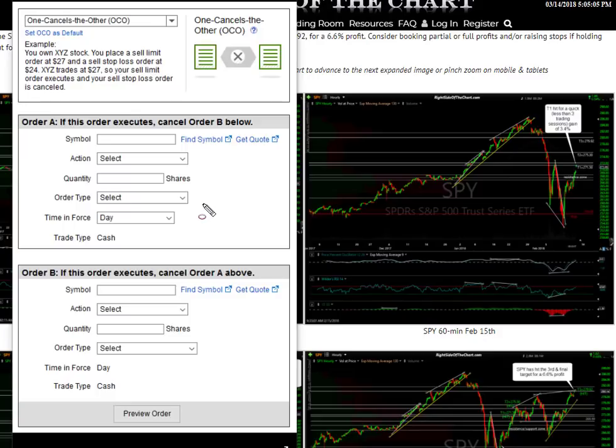So this allows you to set it and forget it. You buy a position and one of two things will happen. You'll either be protected on the downside and limit your loss if your stop order is hit, or you'll hit your profit target on the upside. And I'll get to that in a second, and show you an example of how to enter these.